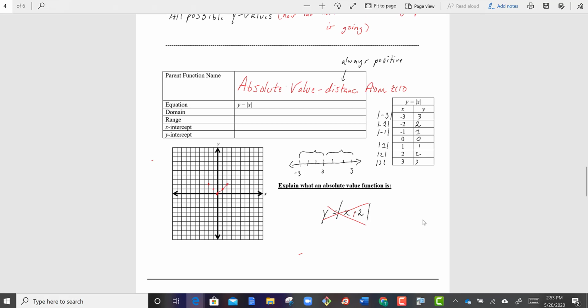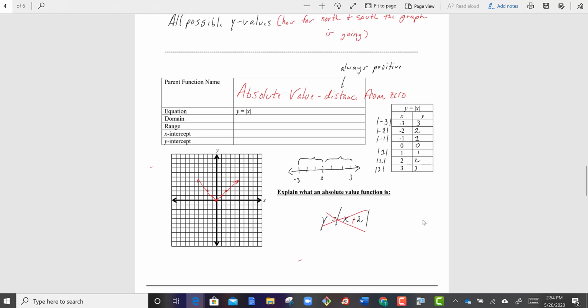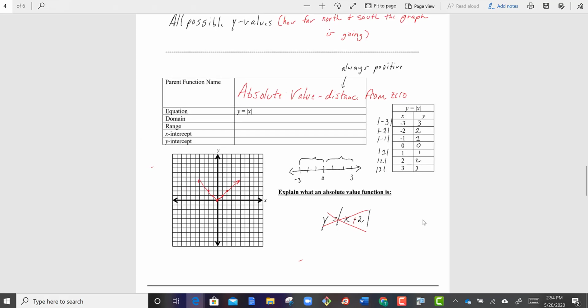It is a V-shaped graph. It's mistaken sometimes with a quadratic because they're similar in shape, but this is a V-shaped graph, meaning it's made up of 2 lines that are increasing at a constant rate to the right and to the left. That's again because numbers to the left and right of 0 have equal distances from 0.